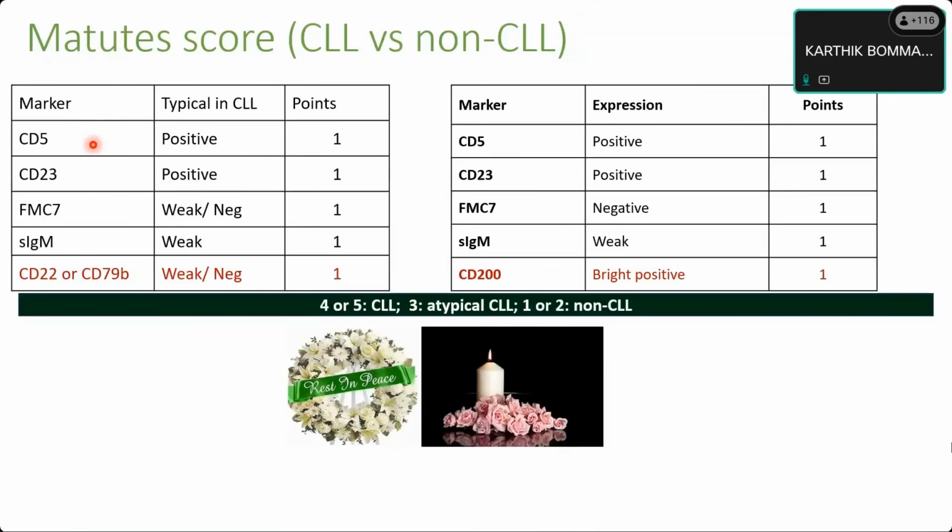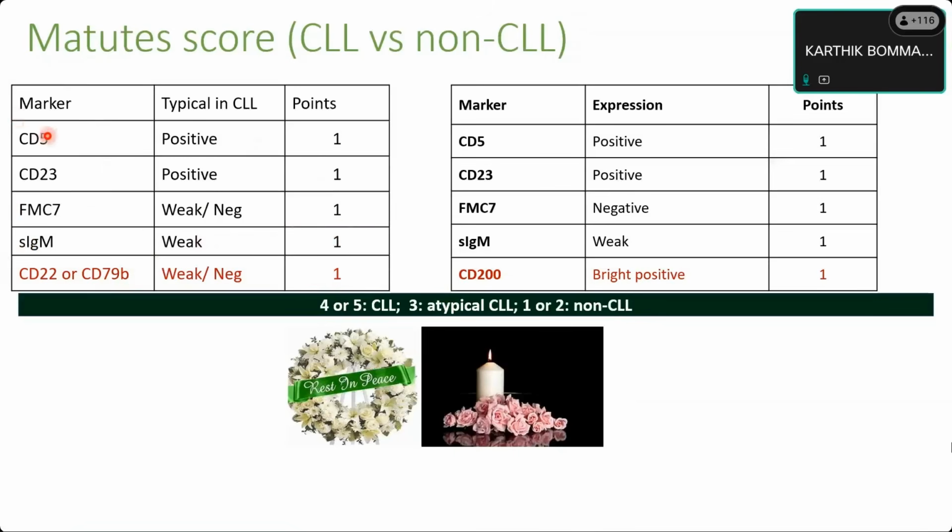We look for the expression of CD5. If CD5 is positive with dim expression, we give 1 point. If CD23 is positive, we give 1 point. If FMC7 is negative, we give 1 point. If surface immunoglobulin is negative or weak, we give 1 point. And if CD22 or CD79b is weak or negative, we give 1 point. You see, in most scoring systems, if something is expressed or positive, we give a positive score. Here, it is interesting to see that if something is negative, we give a positive score.